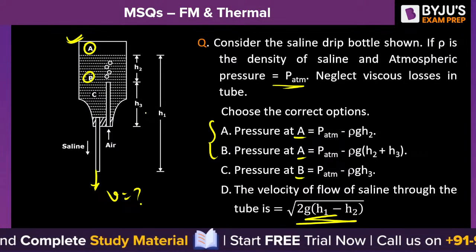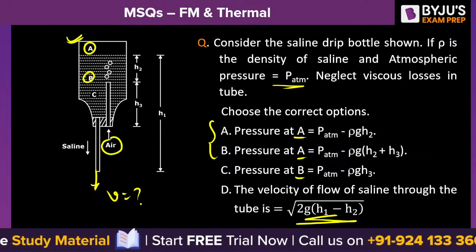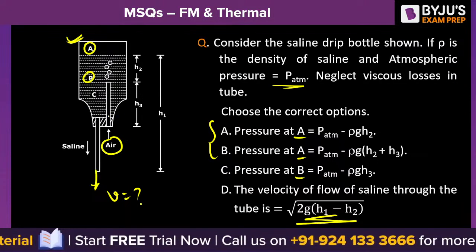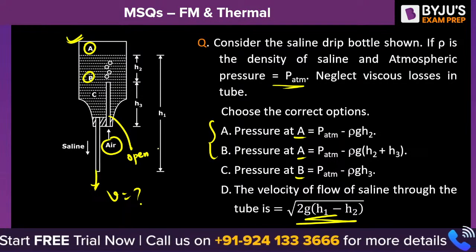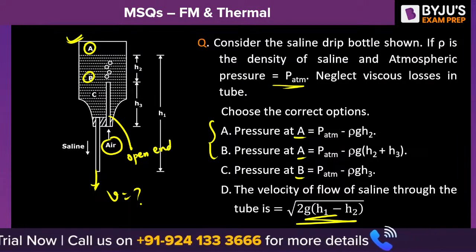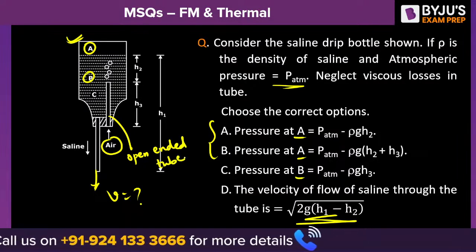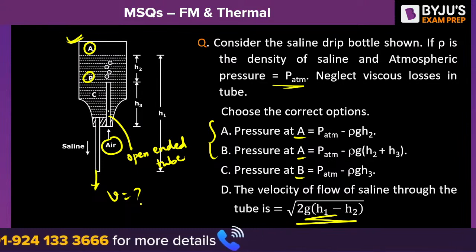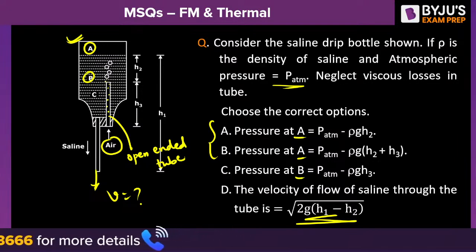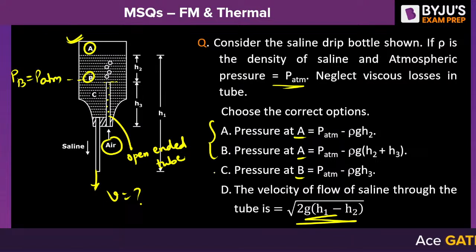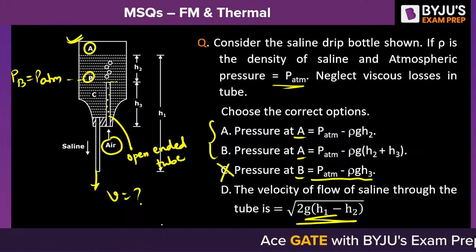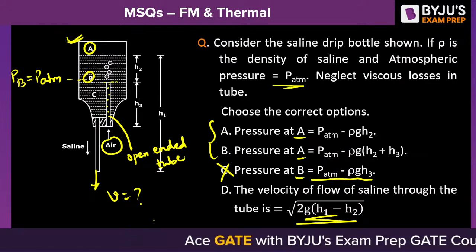There is an open-ended tube through which air is entering. This is an open-ended tube, open at both ends. So the air will be entering into the tube and here the pressure will be atmospheric pressure. Do you agree? Pressure at B will be equal to P atm. Isn't it? Pressure at B is P atm. C is incorrect.